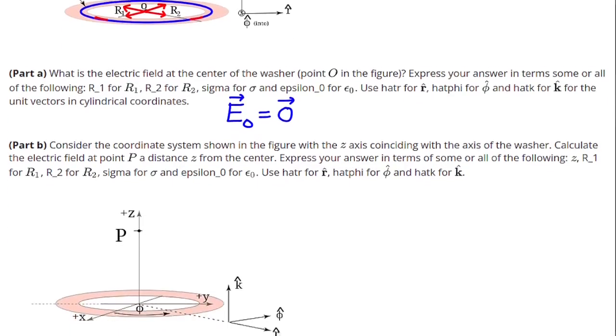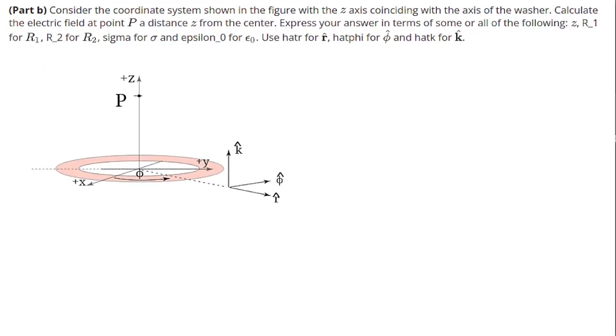Now let's go to part B. Consider the coordinate system shown in the figure with the z-axis coinciding with the axis of the washer. Calculate the electric field at point P at a distance of z from the center.